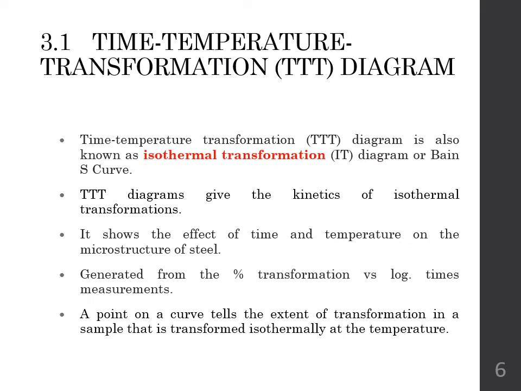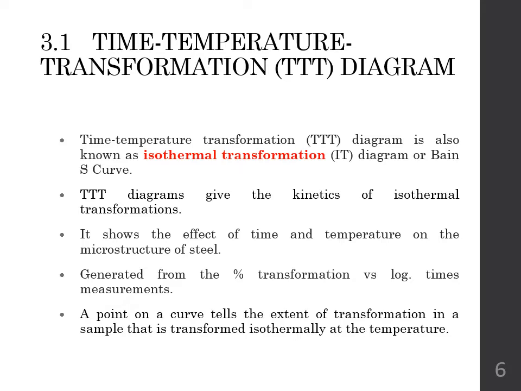So what is the TTT diagram, or time temperature transformation diagram? The TTT diagram is also known as the isothermal transformation or Bain S-curve diagram. What does the TTT diagram portray? It actually gives the kinetics of isothermal transformation. It shows how the microstructure evolves or changes due to kinetic energy given by the time and temperature.